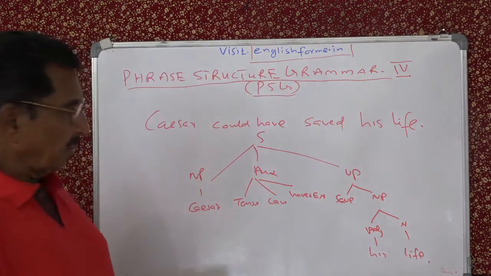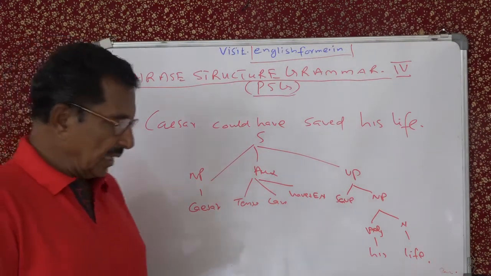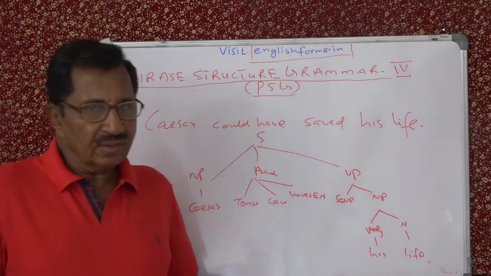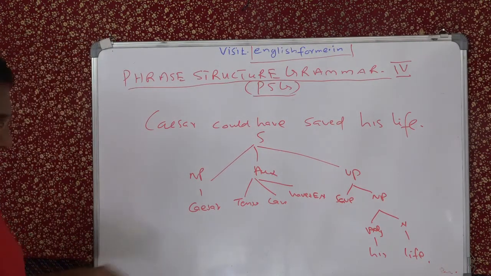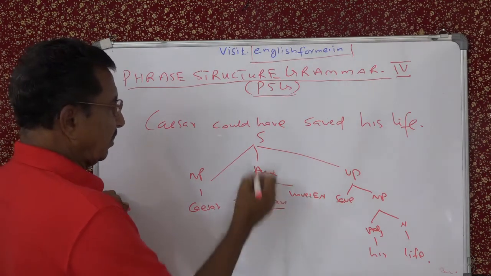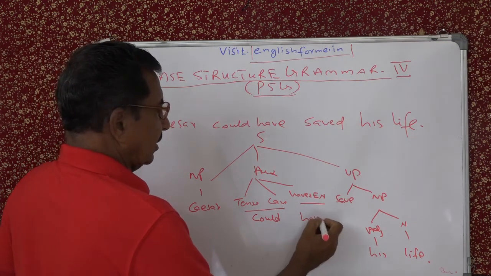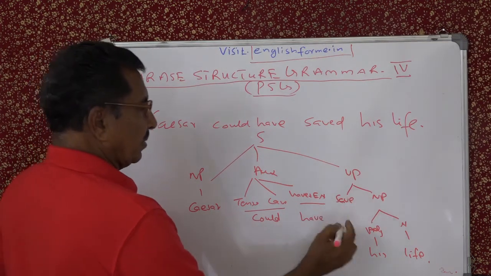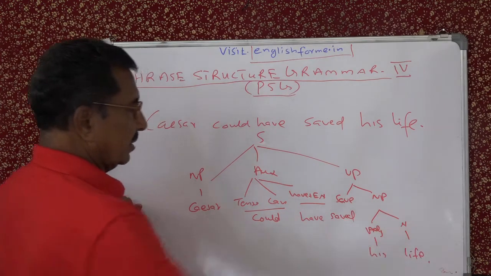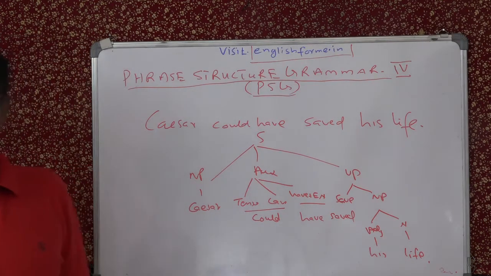Or we can say possessive adjective. Therefore we say adjective to become clear. We can say possessive adjective. Otherwise it's okay. It's an adjective. So it's very clear now. See, sentence, tense, can and tense, past tense, therefore could. Have en, past participle of this verb. Have en means past participle of this verb. Have saved his life. Caesar could have saved his life. Is it? It's as simple as that, isn't it?